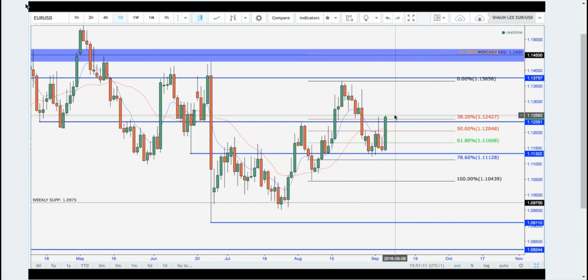Now with the price pulling all the way back above, what I'm going to be looking for, because it's Tuesday today, is a daily close. Remember, we always have to await the candlesticks to close and be patient to get our overall bias.